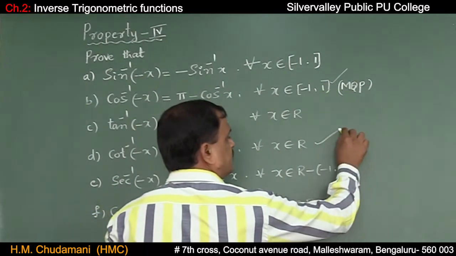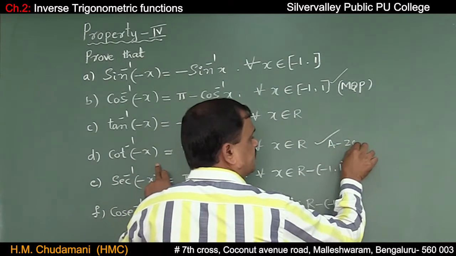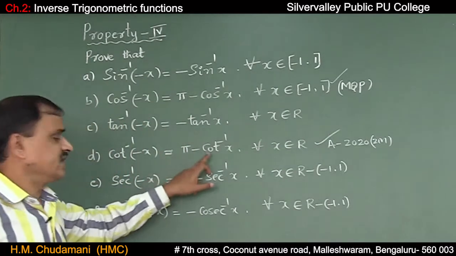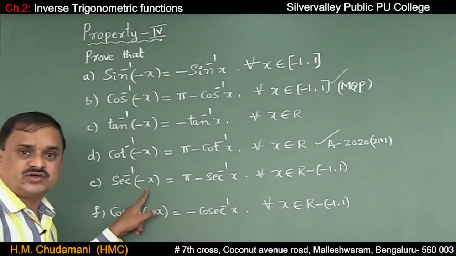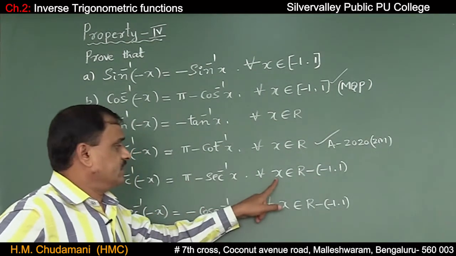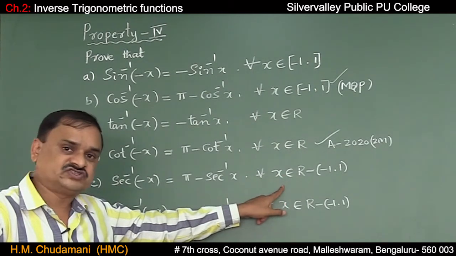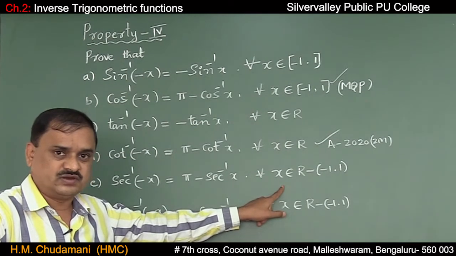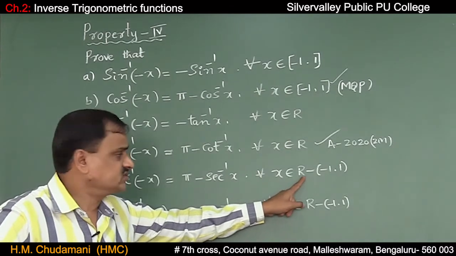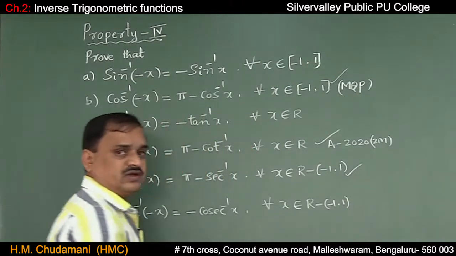This is also an important result. This appeared in the year 2020 in the 2 mark section. So very important result. Secant inverse of minus x is equal to pi minus secant inverse x, where x is less than or equal to minus 1 or x is greater than or equal to plus 1, or else x belongs to the set of real numbers except minus 1 comma plus 1. This result is also an important result.